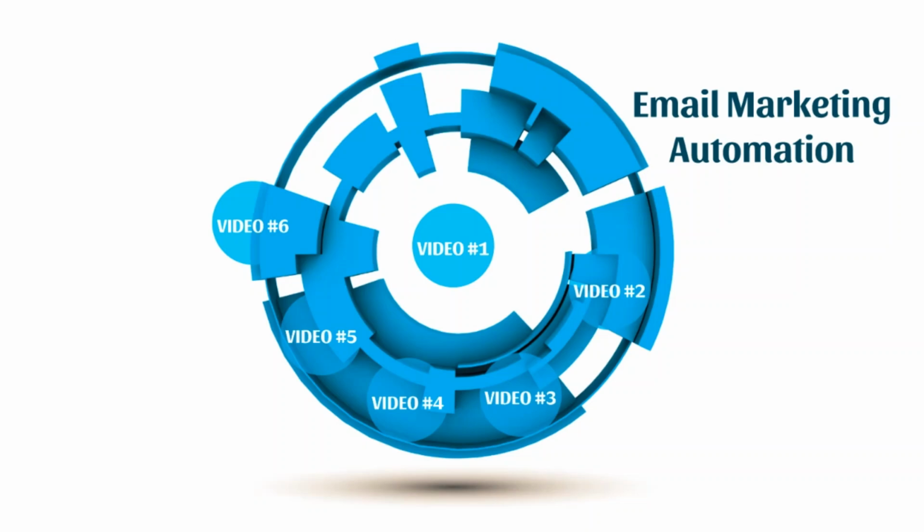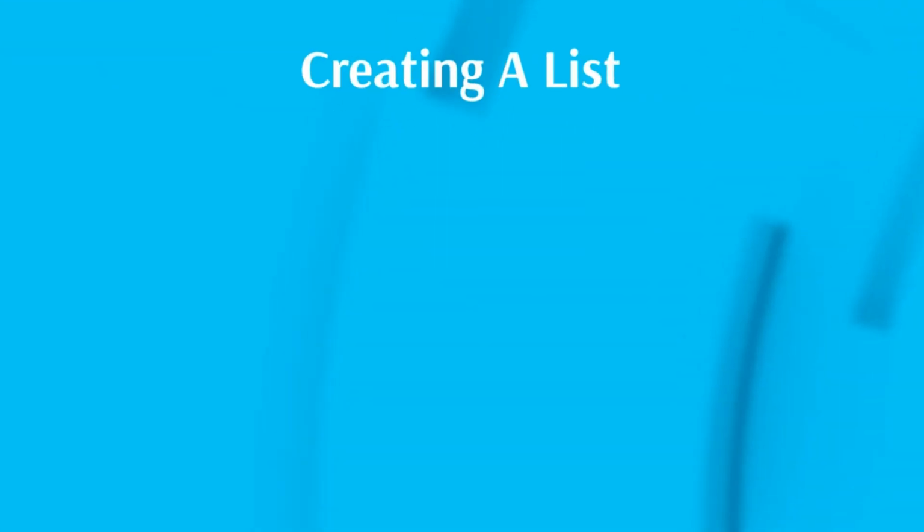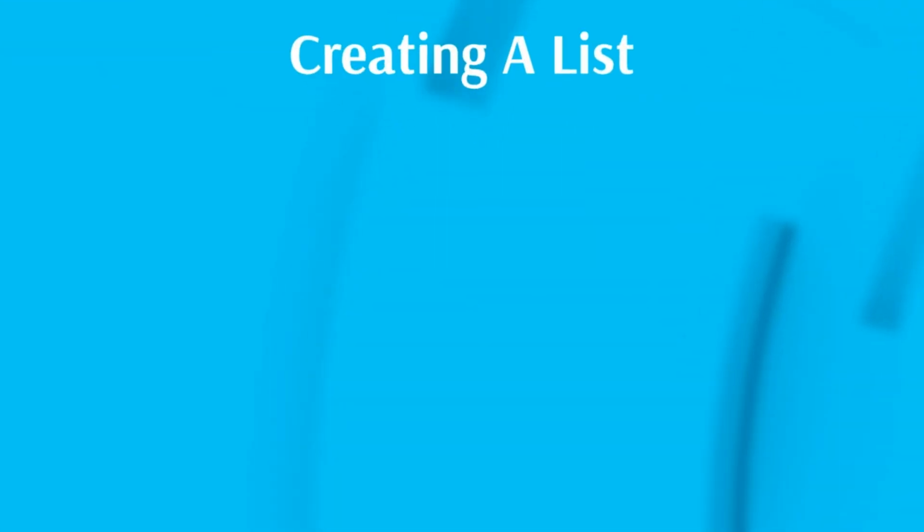Welcome to video number 6, and we're going to start getting technical. I'm going to show you how to create a list within GetResponse. And a list is basically the first step. You can think of it like your campaign, and some autoresponder services will actually use campaign as the name of the list. So you'll see list, you'll see campaign, and it's pretty much all the same thing.